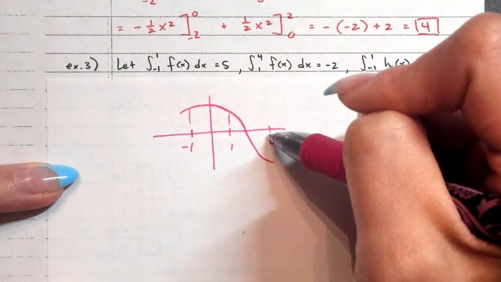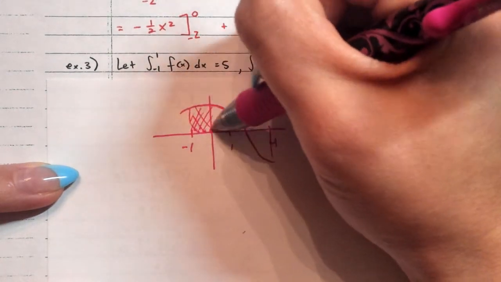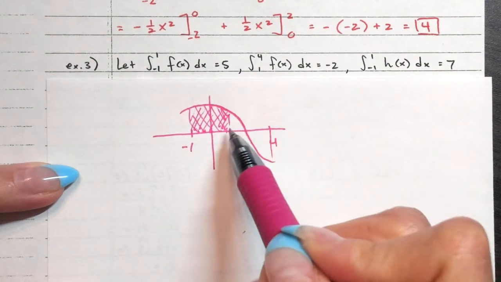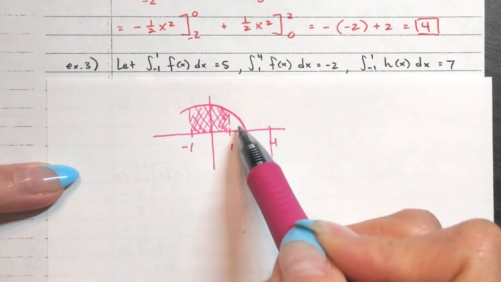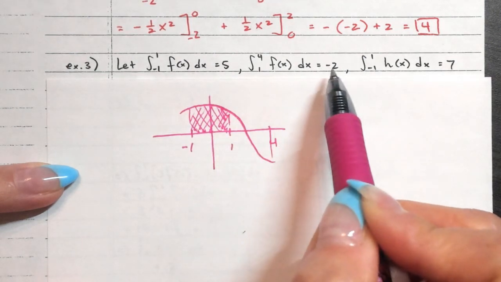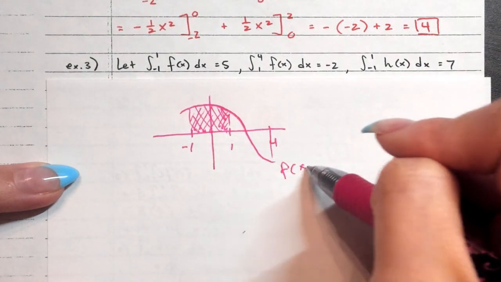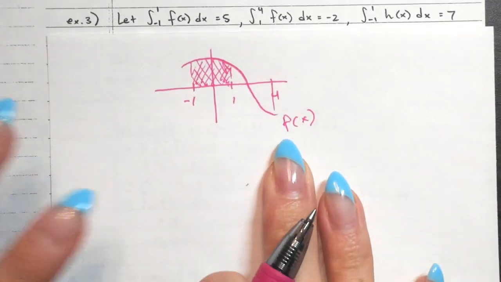So here's what I mean. This area is obviously positive. It makes sense that it would be a positive 5. And then this area from 1 to 4, see how it's more negative than positive? So that's why it makes sense that that would be negative 2. So I would draw myself a picture if I'm not sure. Some of you are like, I don't need to draw a picture, Ms. Chan. That's fine. But I'm telling you, this works too.